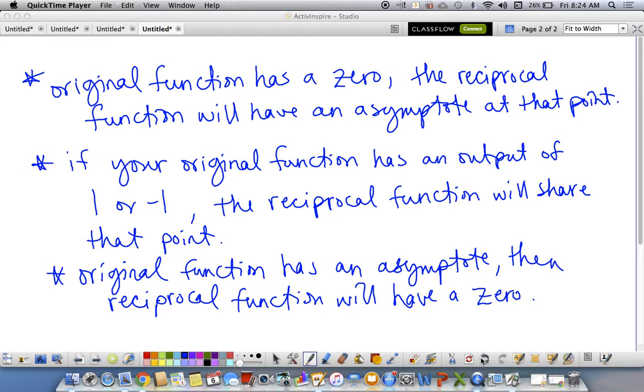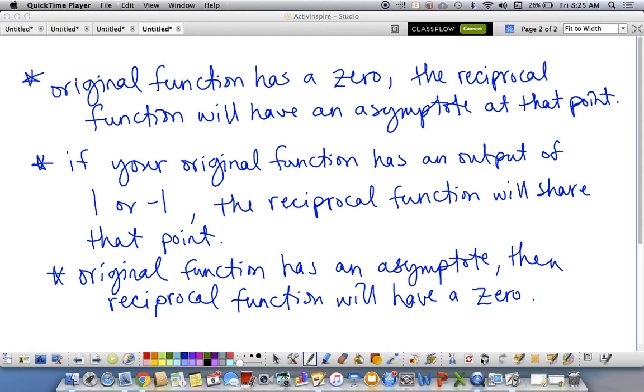Now, the fun part. Yes, sir. Can you explain that last one? If the original function has an asymptote, so in tangent, there's going to be an asymptote in every tangent graph. Okay? So the reciprocal function, so why is there an asymptote? Because we're dividing by 0. So 1 divided by 0. You're going to have an asymptote. But when I flip the 1 divided by 0, it's 0 divided by 1, and that's going to be a 0. So if there's something where there is an asymptote, it will be a 0. That one you're not going to need until after break, until we talk about tangent, really.